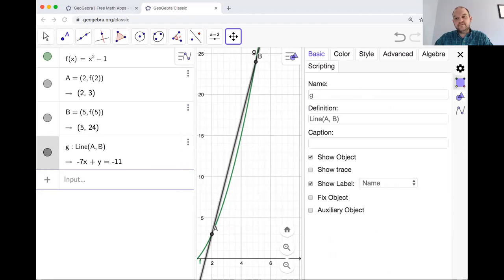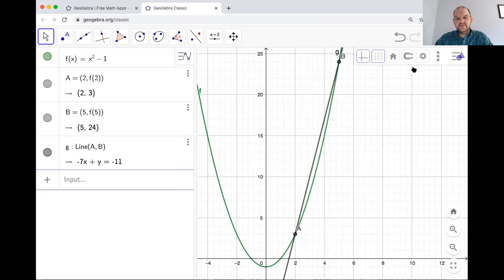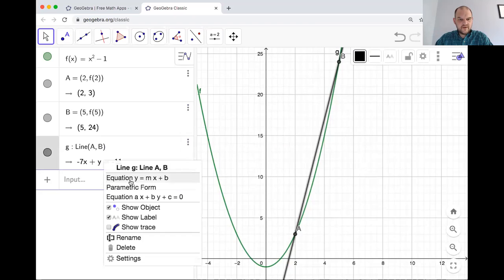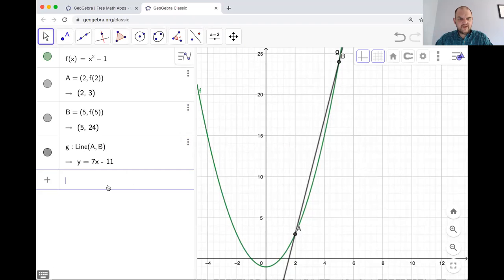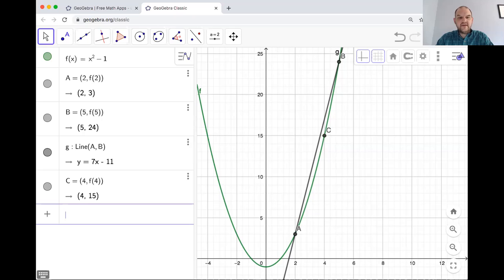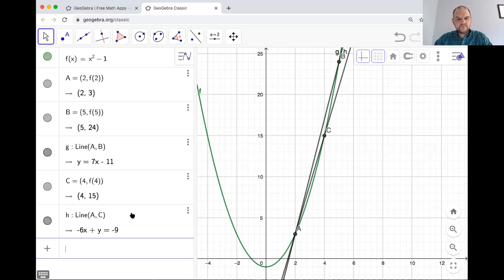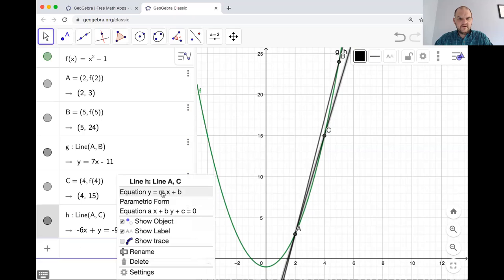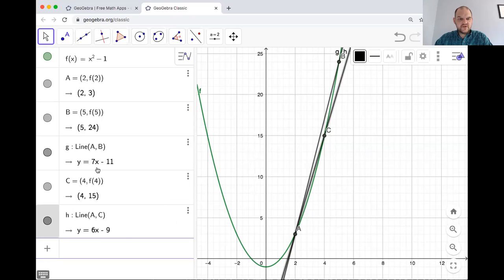What I want to do is make it so that it's always showing the line in slope intercept form. Oh, here we go. Y equals mx plus b. Okay, so I get this. And then I'm supposed to do 4 comma f of 4. Okay, and then I put a line through that. So it's the line through A and C. I'm going to have to change this every time. Slope intercept form. So the slope went from 7 to 6, and then I would do 3 comma f of 3.